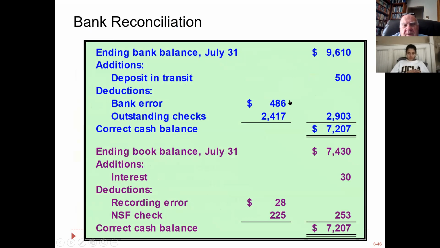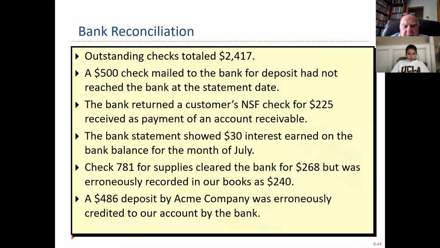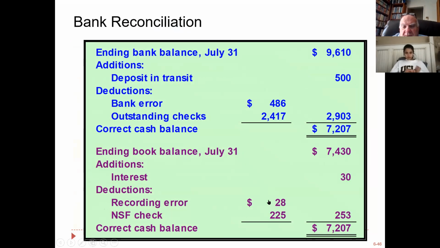The bank error that was made here is that money that was supposed to go to a company called Acme somehow was credited to our account, and now we're debiting it. Let's look at the stuff that we need to worry about. The bank returned an NSF check for $225. Interest, $30. Let's look at those two. NSF check. We have an NSF check for $225. That comes out as a minus.